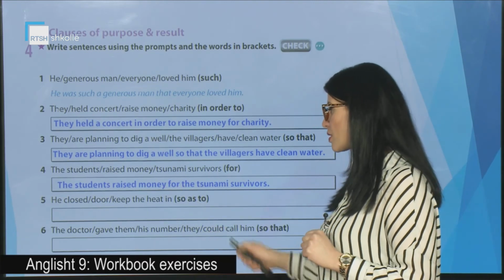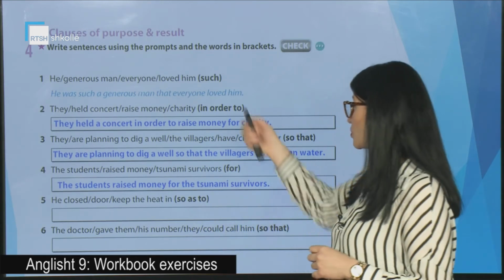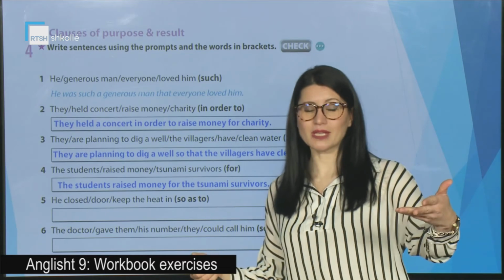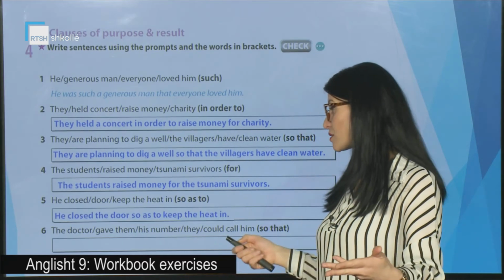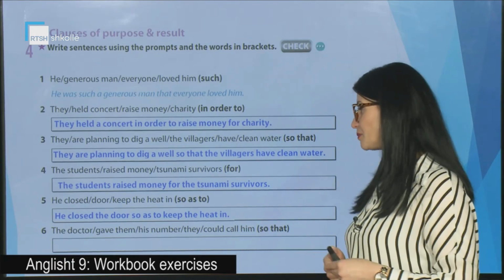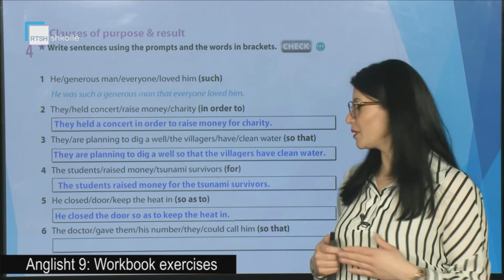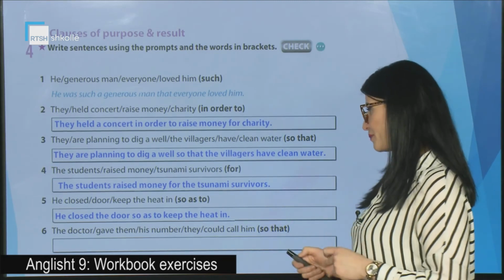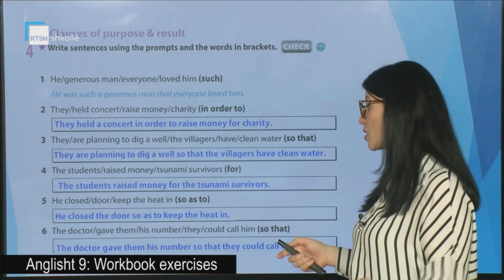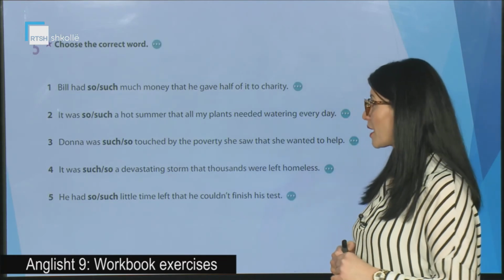He closed door, keep the heat in, so as to. You know that when we use in order to or so as to, we always need an infinitive after them. So this sentence would be, he closed the door so as to keep the heat in. The last one, the doctor gave them his number. They could call him. So the sentence would be, the doctor gave them his number so that they could call him.